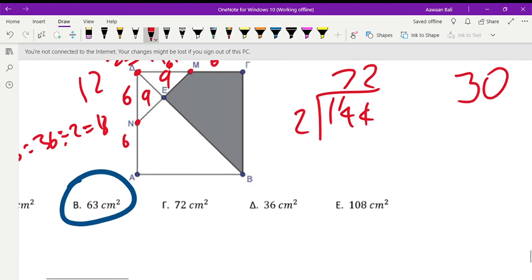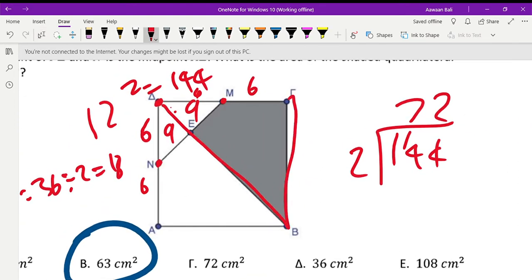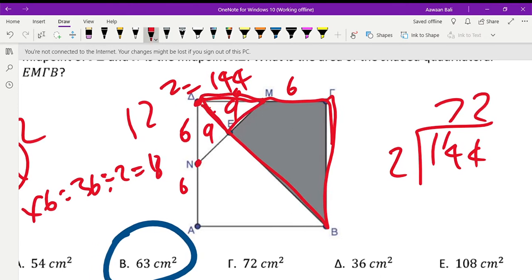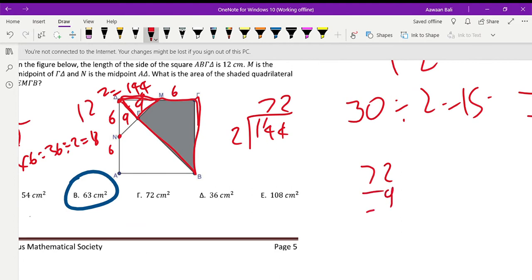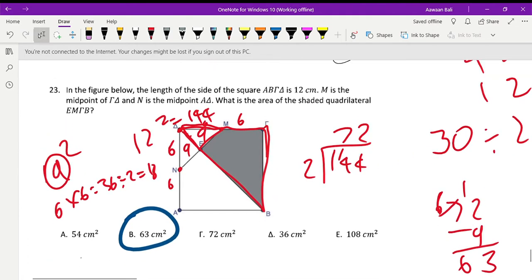So now basically what we can do is, since we know the whole triangle is 72 and the area of this is 9, we can just do 72 minus 9 and you get 63. So therefore the answer is beta, 63 centimeters squared.